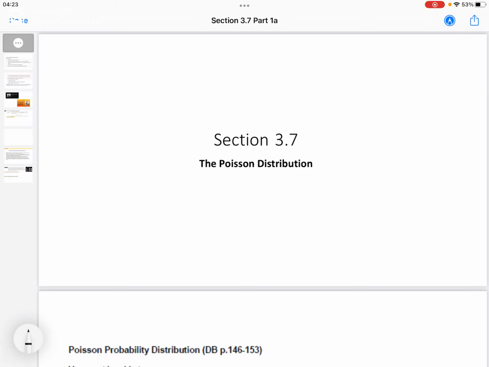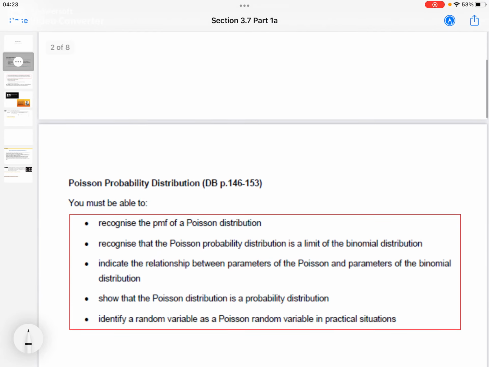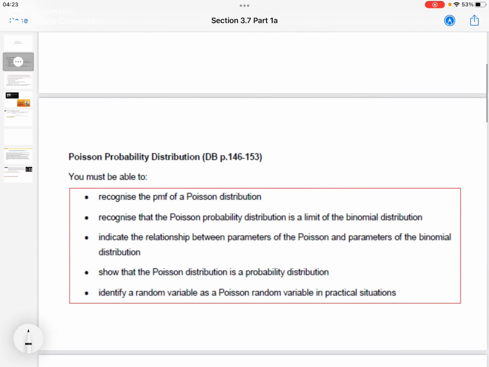Good day, everyone. In this video, we will be looking at section 3.7, which is on the Poisson distribution. By the end of this video, which has been divided into three sections, part 1a, part 1b, and part 1c, you should be able to recognize and know the PMF of a Poisson distribution, and recognize that the Poisson probability distribution is a limit of the binomial distribution.